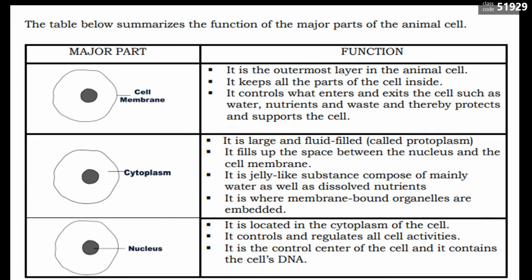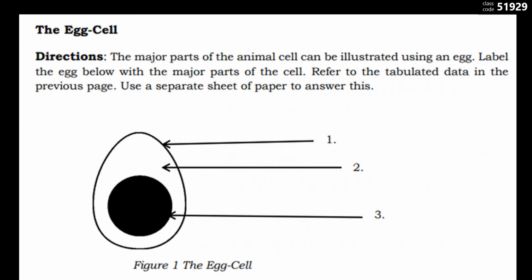The third major part is the nucleus. It is located in the cytoplasm of the cell. It controls and regulates all cell activities. It is the control center of the cell and it contains the cell's DNA. Very good. So we are given three major parts of the animal cell: cell membrane, cytoplasm, and nucleus.